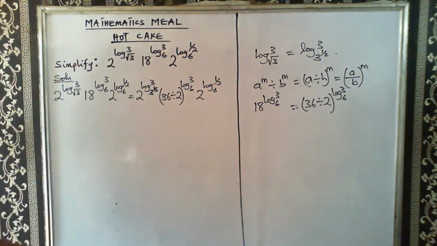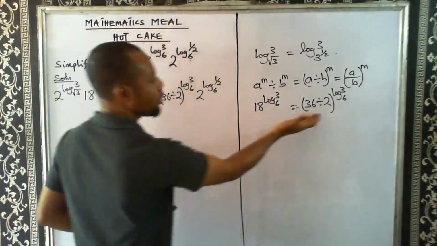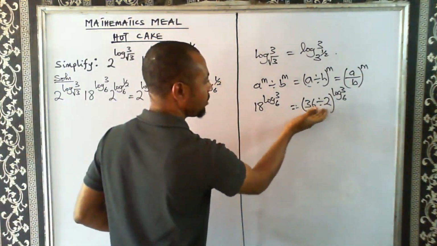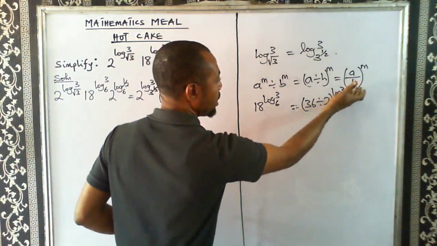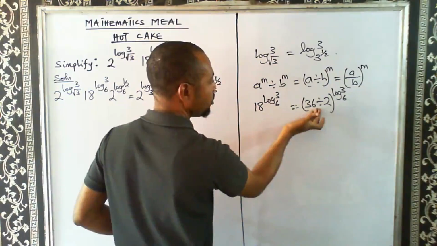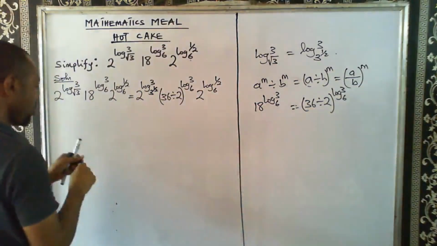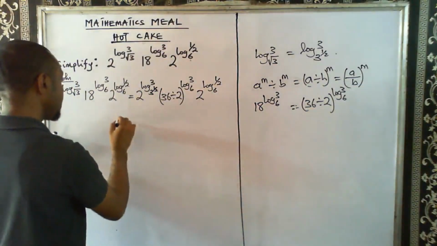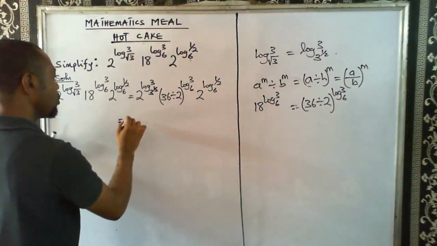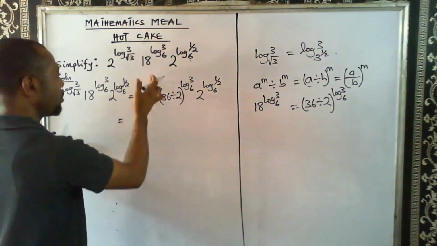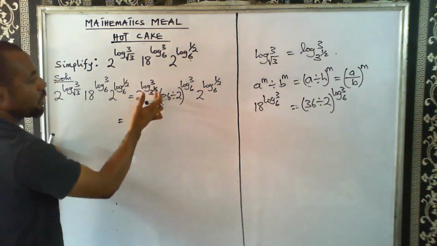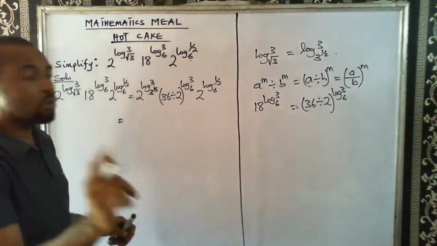Okay. Then, since I've written this like this, I can also express it in these forms, as A over B. So this will be 36 over 2. So if we go further here, we can write this as 2 raised to power log 3 in base 3 raised to power half. Now you look at this again.